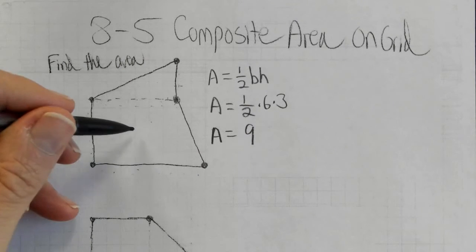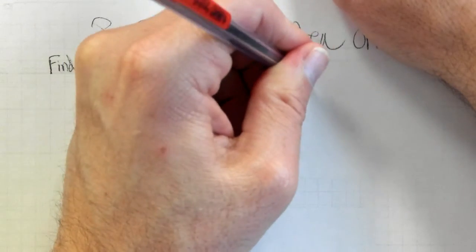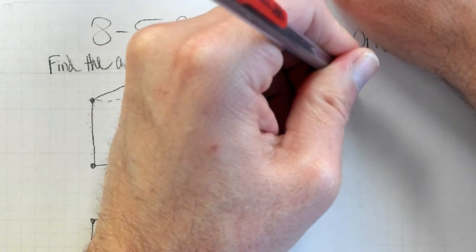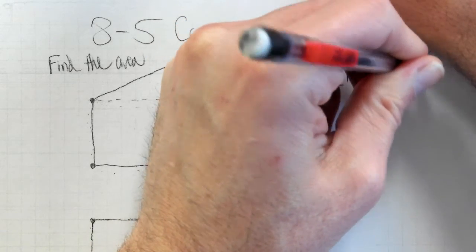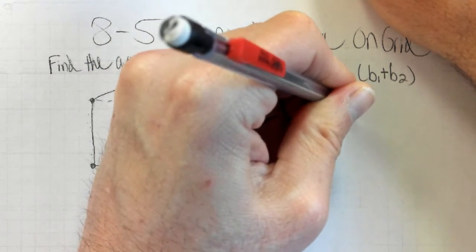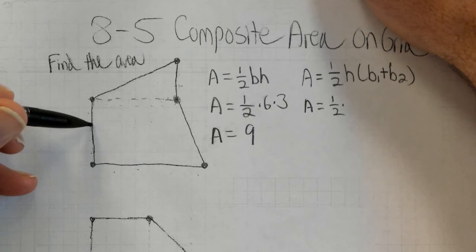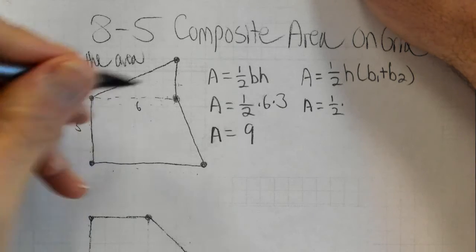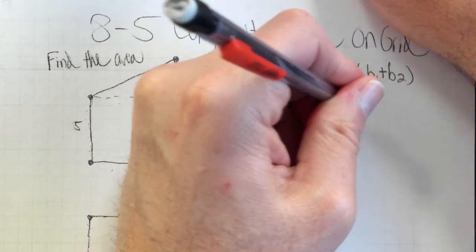All right. Let's focus on the bottom figure, which is a trapezoid. We've got the formula for it from 8-1, which is 1/2 the height, open parenthesis, base 1 plus base 2. Then we need to count the lengths of the parts. We want the height first. Remember, the height is from base to base, so if we count 1, 2, 3, 4, and 5, that would be a length of 5. So we know the height is 5. Let's put that in there.